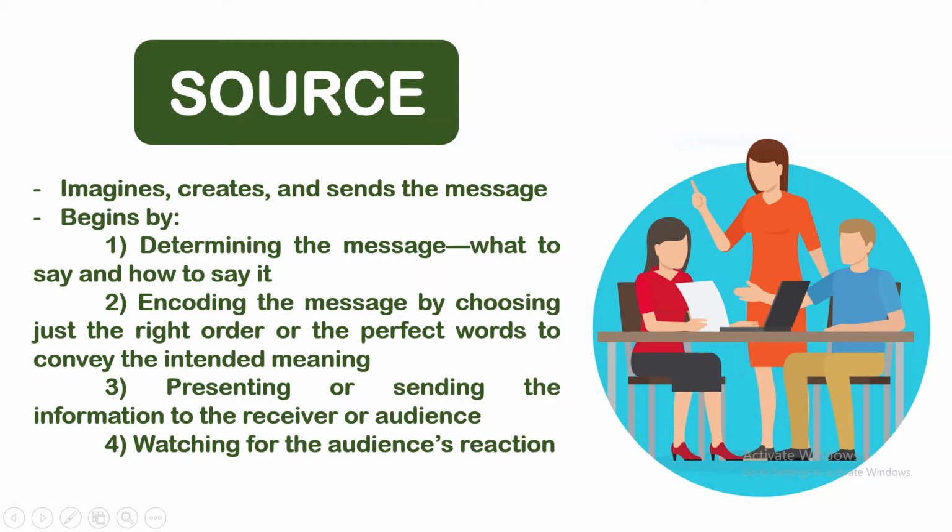The speaker begins by first determining the message, what to say, and how to say it. The second step involves encoding the message by choosing just the right order or the perfect words to convey the intended meaning. The third step is to present or send the information to the receiver or audience. Finally, by watching for the audience reaction, the source perceives how well they receive the message and responds with clarification or supporting information.